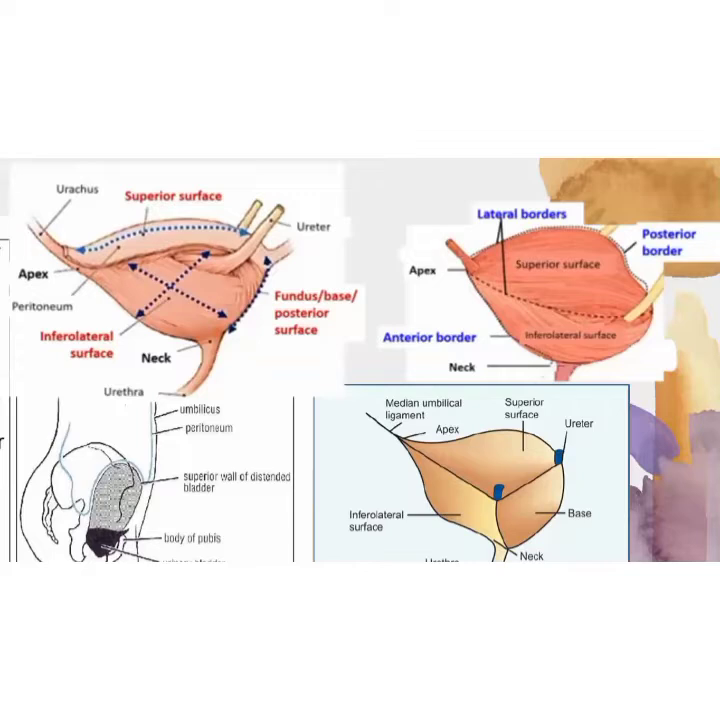Coming to the size and shape of the urinary bladder. The shape of the urinary bladder varies according to the amount of urine. When the urinary bladder is empty, it lies entirely within the pelvis. But when it is filled with urine, it expands and extends up to the abdominal cavity. It can even reach up to the umbilicus or even higher.